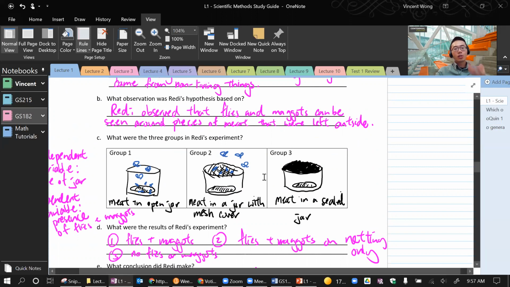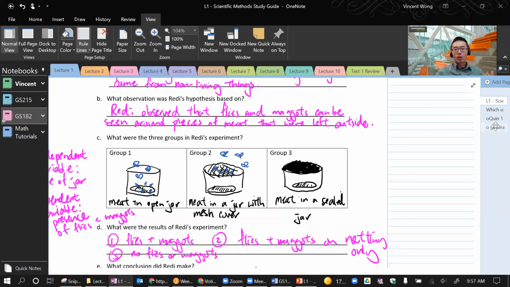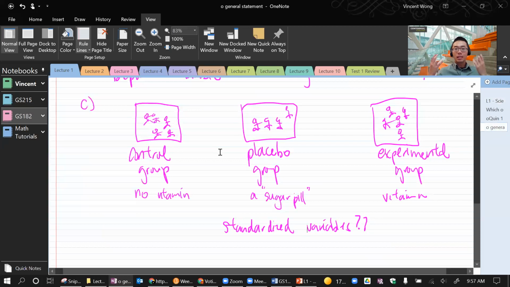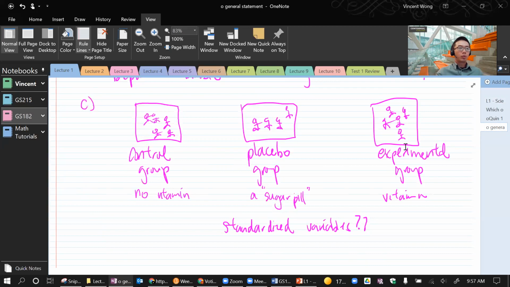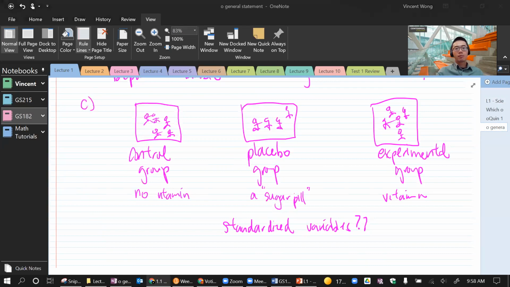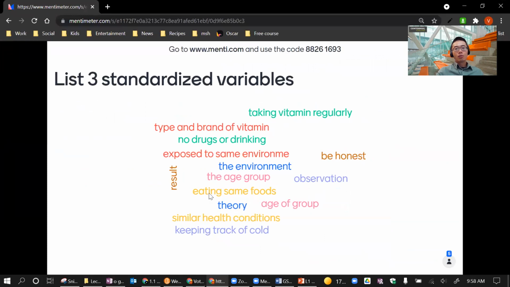It's much easier to keep things constant when we're dealing with objects. It's a lot harder when we are dealing with people, because you're not going to have identical people in each group. But we try the best we could to keep variables standardized between these groups. Let's take a look at what some of the things people said are. Like type of brand of vitamins taken. So yeah, that would be important for the people who are taking the vitamins.